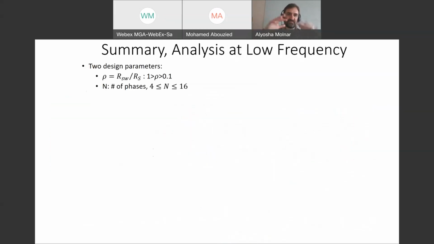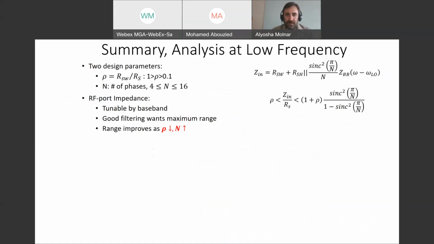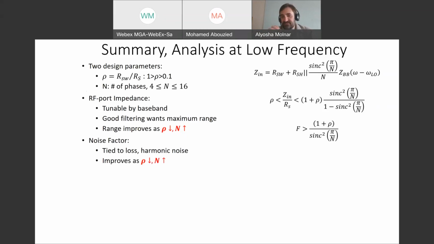So now if I just summarize my analysis at low frequency, there are two design parameters we have. We have the switch to source impedance ratio, and we have the number of phases we can use. And that directly impacts both the input impedance that you can see, which you can control with your baseband, but more importantly, the range of input impedances you can see, which are limited by rho essentially, and then by the number of phases that sets your R shunt. And if I want to improve that range, then I want to reduce my rho and increase my number of phases. So the noise factor turns out has exactly the same dependencies.